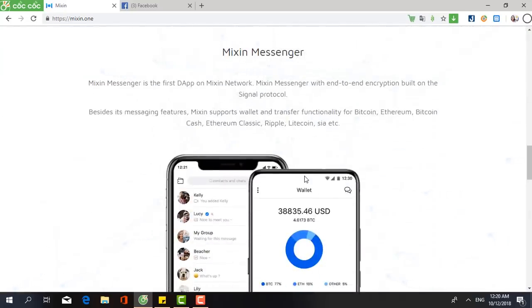As we all know, almost everyone tends to use messengers because they are very convenient, and Mixin Network knows that. So it invented the app Mixin Messenger on smartphone. Mixin Messenger is the first app on Mixin Network, with end-to-end encryption built on the Signal protocol. Besides its messaging feature, Mixin supports wallet and transfer functionality for Bitcoin, Ethereum, Bitcoin Cash, Ethereum Classic, Ripple, Litecoin, and so on.